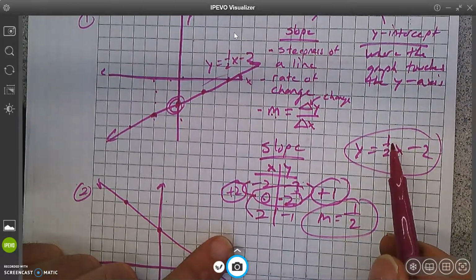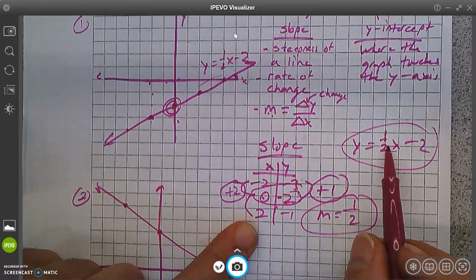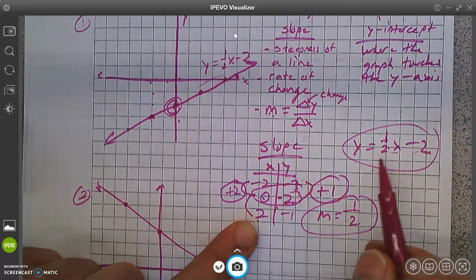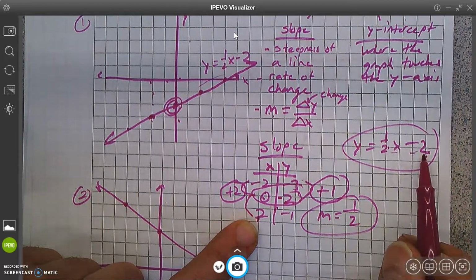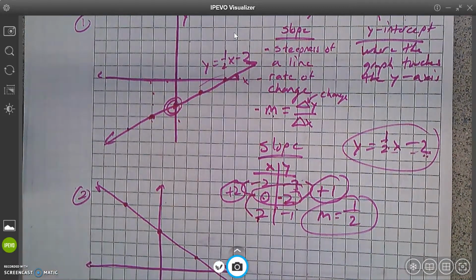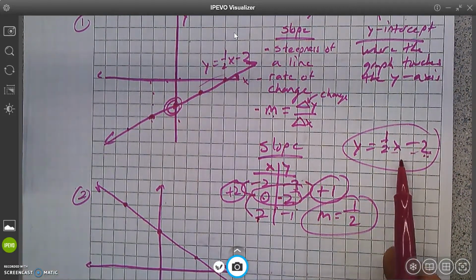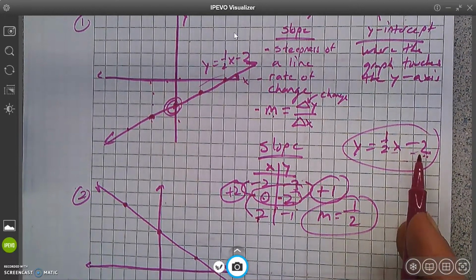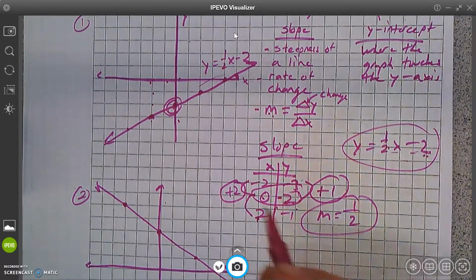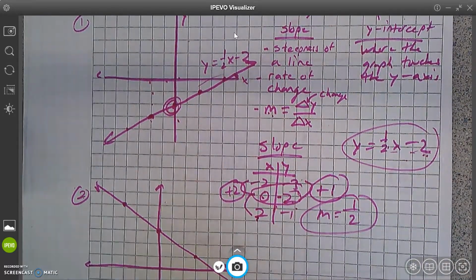So how does that work? Take a half. What's a half of 2? That's 1. 1 minus 2 is negative 1. Yeah, it works. It works every time. So this is the rule to go from the x to the y, 1/2 x minus 2. And I can keep going, and there's an infinite amount of points. Let's try number 2.